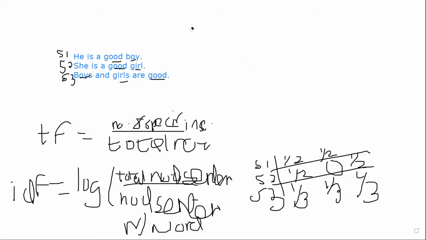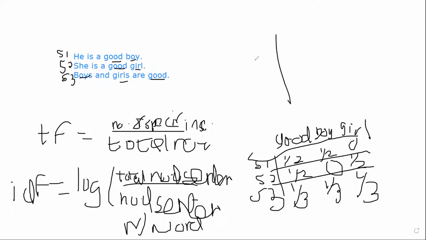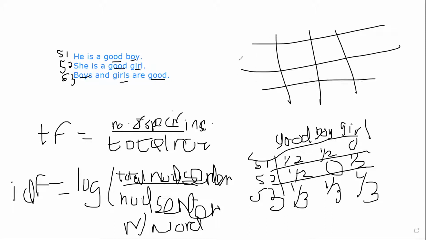So we know this is for good, this is for boy, and this is for girl. Now we have to calculate the IDF value. Sentence 1, sentence 2, sentence 3. It's the same. So this will be good, this will be boy, this will be girl.